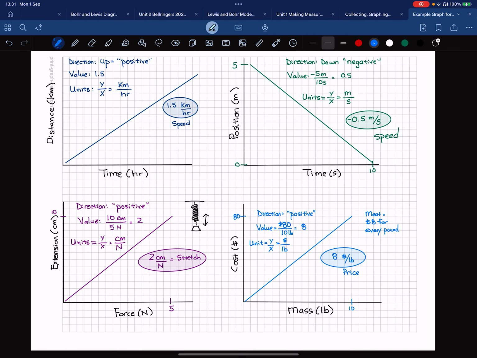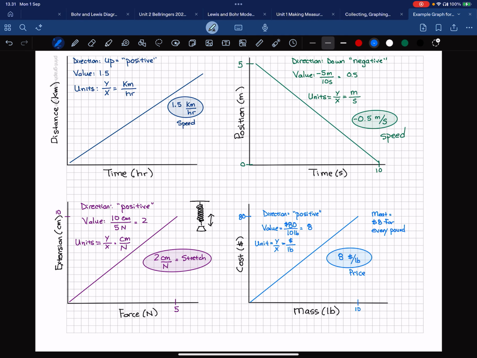So slope can have all kinds of meanings. It can either be positive, going up. It can be negative, going down. But in all cases, it's going to be y divided by x are your units.